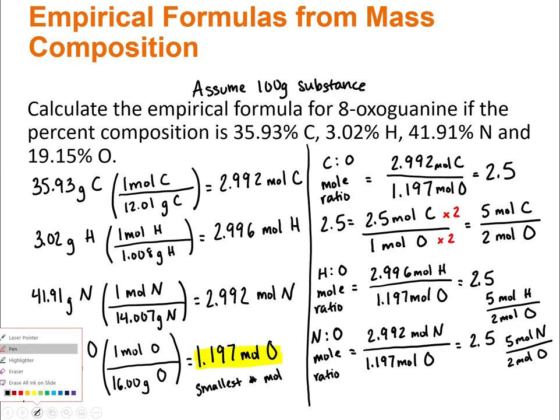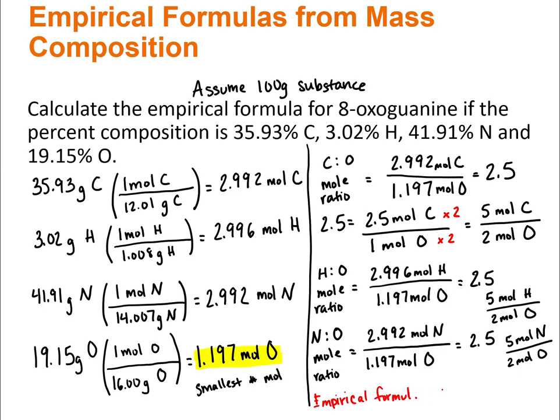What does that translate to for our empirical formula? We've got 5 carbons, 5 hydrogens, 5 nitrogens, and 2 oxygens. So that's about as complicated as it gets, where you have to figure out multiple mole ratios. Now this time we got lucky. So why are there only 2 oxygens? Because look at the bottom here. Oh, you see it? Okay.